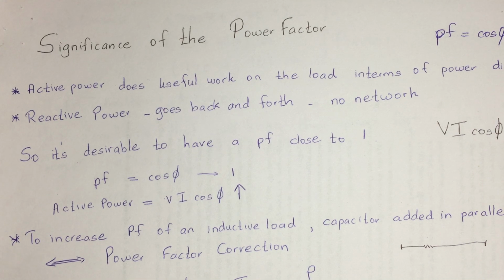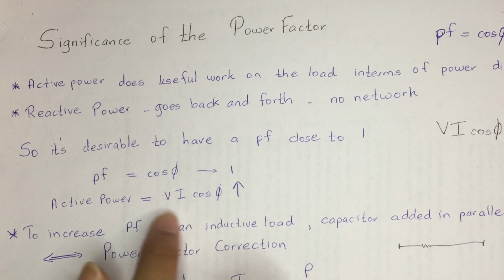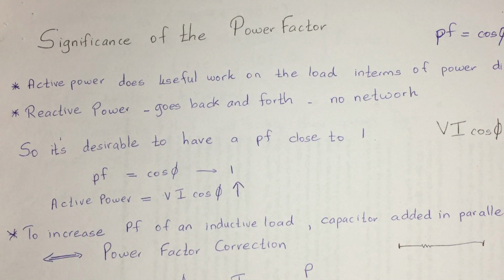When we consider the active power, we have learned the equation VI cos phi. For a certain voltage and current, when the cos phi, the power factor, is near 1, it's going to have the maximum value. So it's always better to have the cos phi tend to 1. That's the main idea. So we are going to have a higher cos phi.